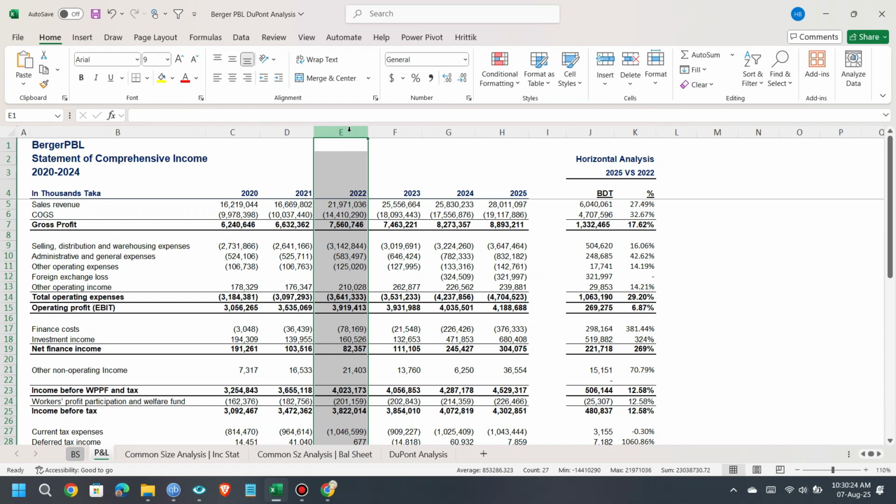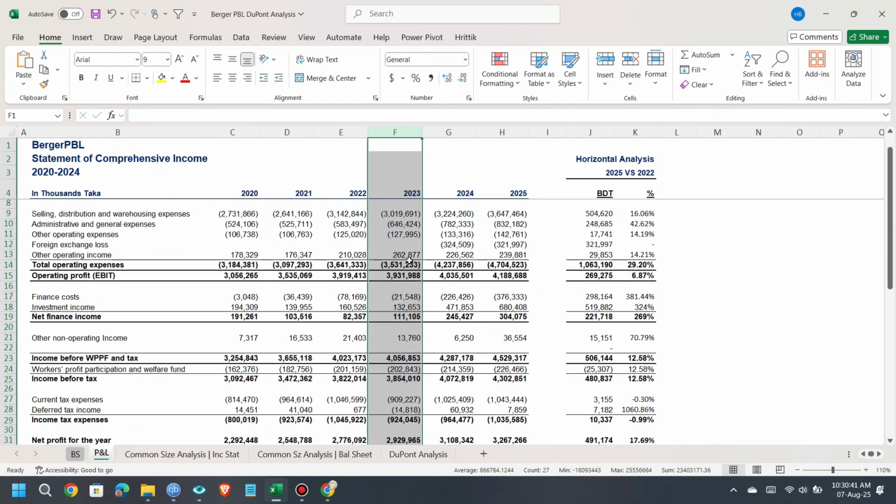So I chose 2022 as my base year because I wanted to avoid the COVID phase, to avoid the abnormality in financial data. So that was my reason. You might have your reason for choosing 2022 and 2021 or also 2023. So horizontal analysis can be conducted for 5 years, for 3 years, or 4 years. It's your choice and it depends on the situation.